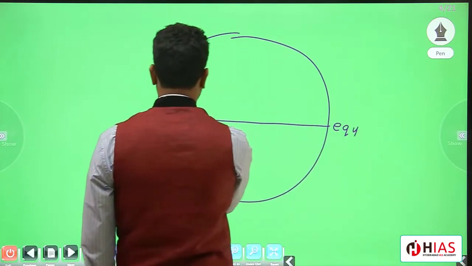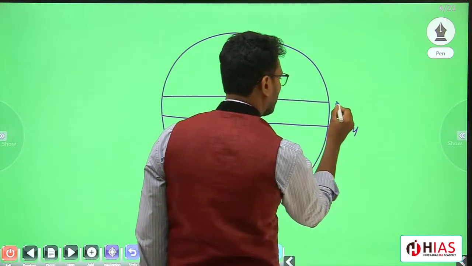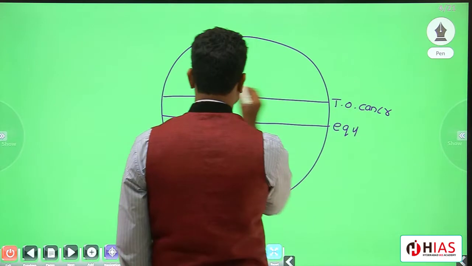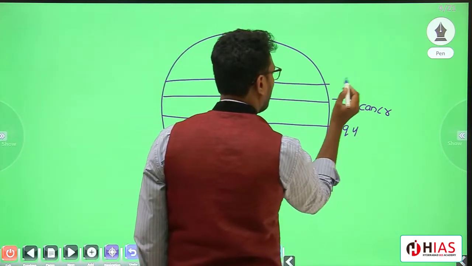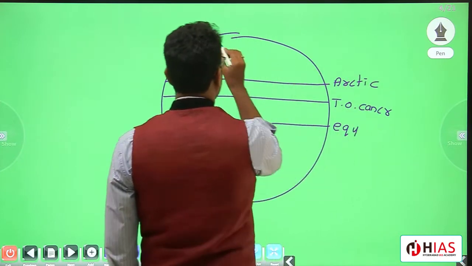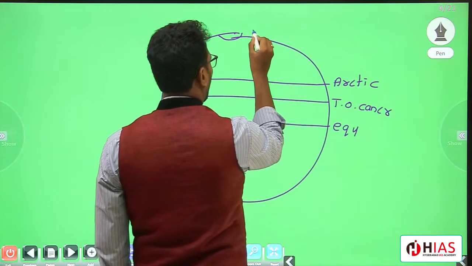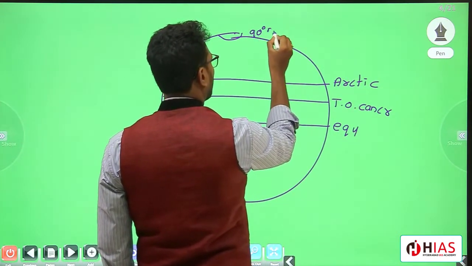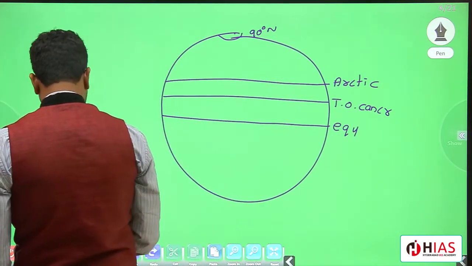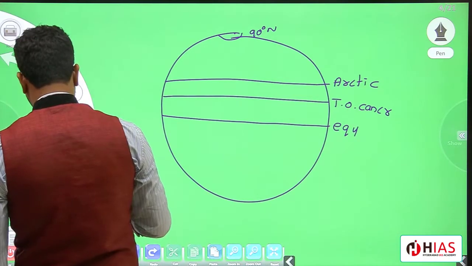this is the equator, this is Tropic of Cancer, this is Arctic Circle, and the top one is 90 degrees north. Just imagine. I'll just show you an image so that you can understand that one very clearly.